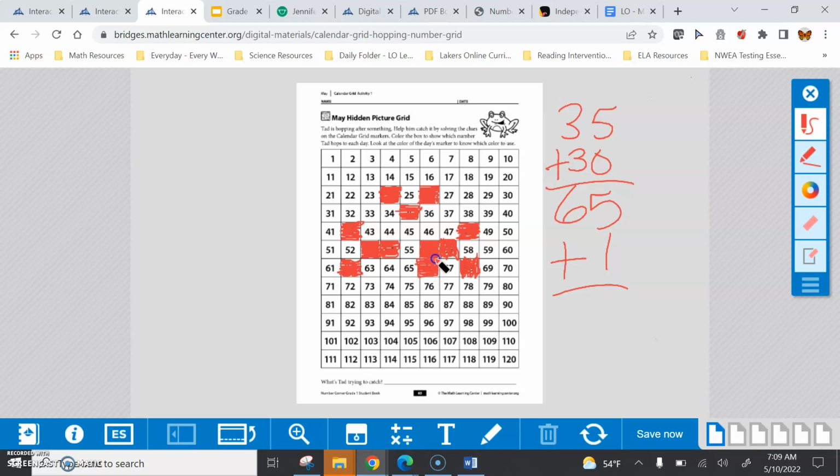All over our chart. That's amazing. 66. Very good.